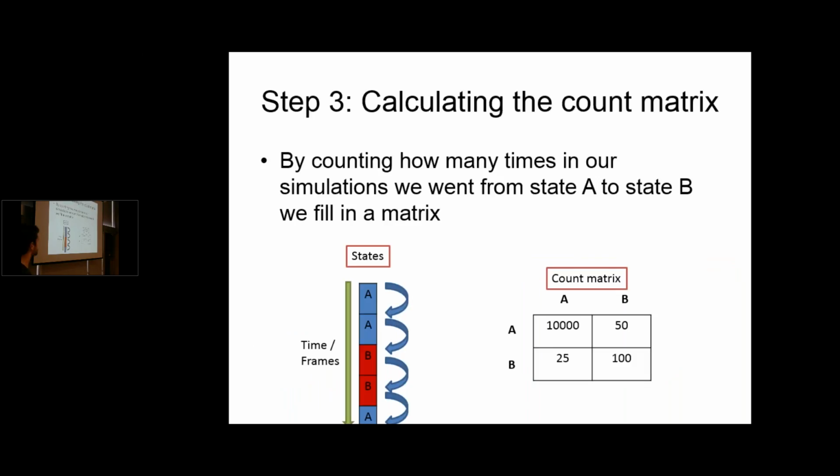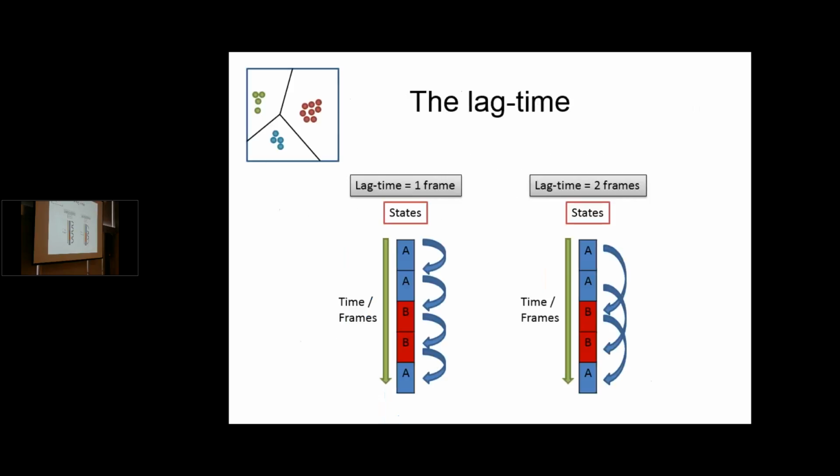And then we can calculate the count matrix, as Guillermo said. So we can do simple counting. We go from A to A, so we put one count here. We go from A to B, we put one count here. From B to B, we put one count here, etc. So we do the counting of our transitions.